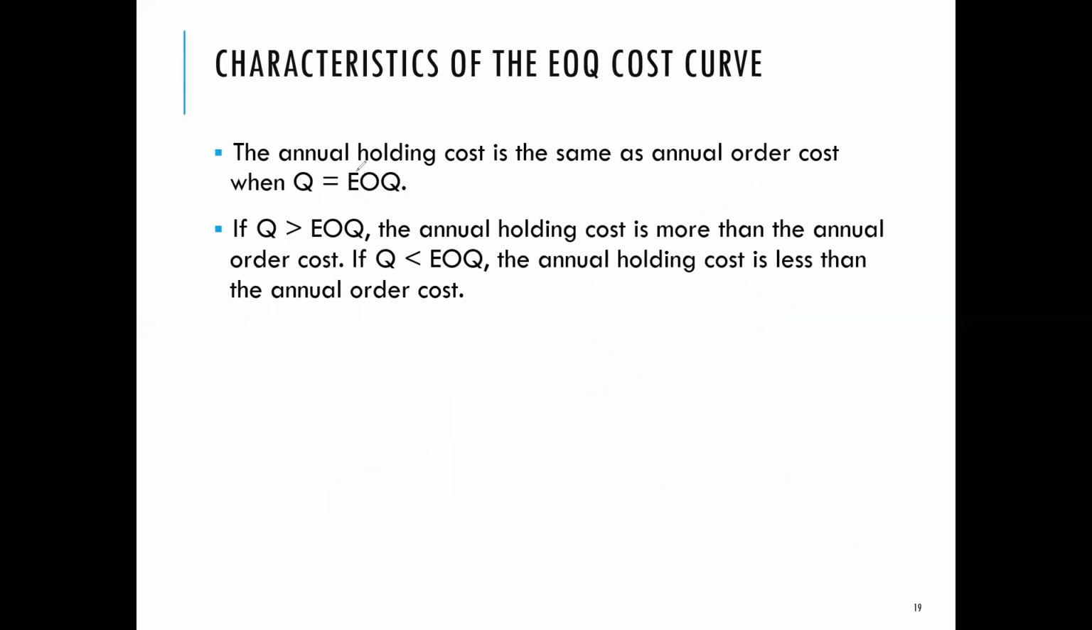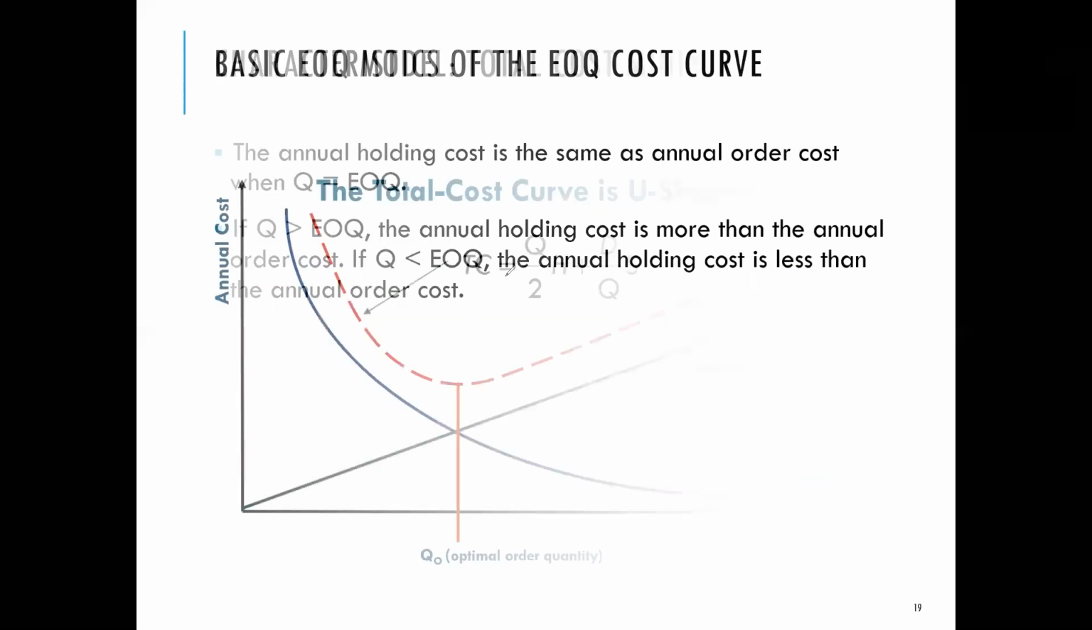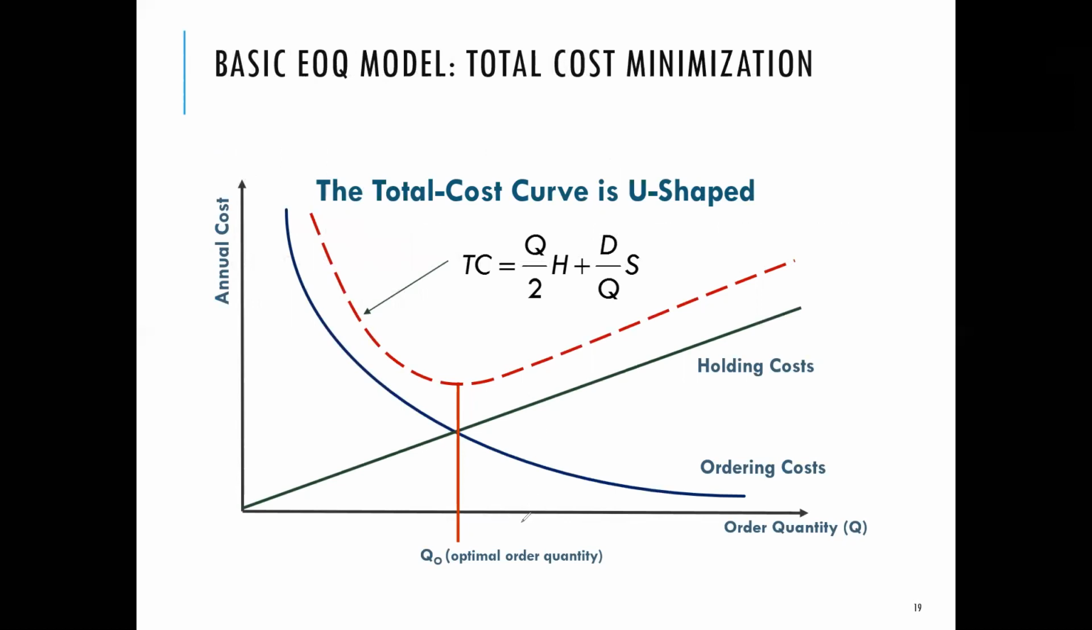As I said earlier, the annual holding cost is the same as the annual ordering cost when Q is equal to EOQ. If you order a quantity higher than EOQ, your cost is higher because the annual holding cost is more than the annual ordering cost. If you order less than EOQ, the holding cost is less than the annual ordering cost, but the total cost is still higher. So in other words, what this is saying is, if you are in this zone, let's say this is our cutoff.